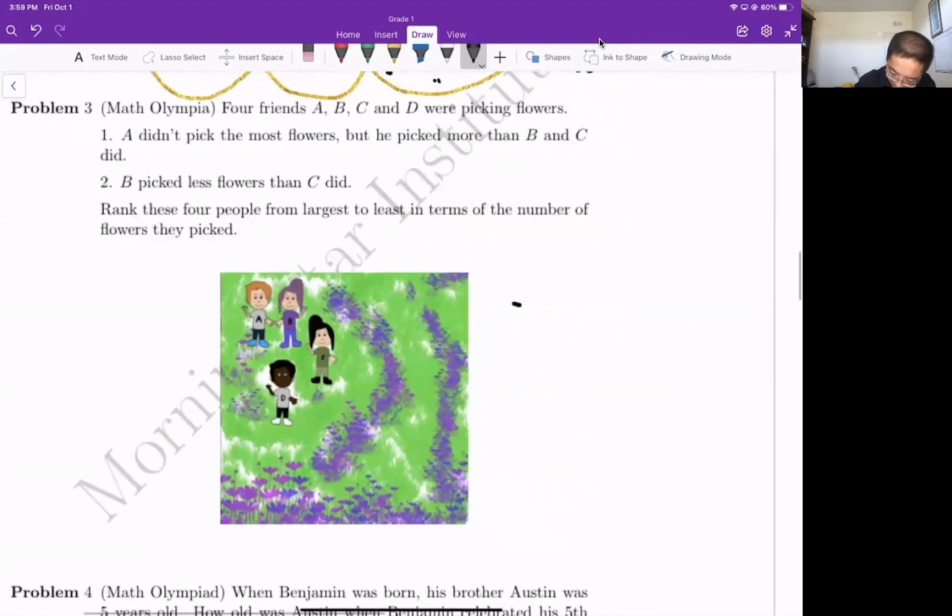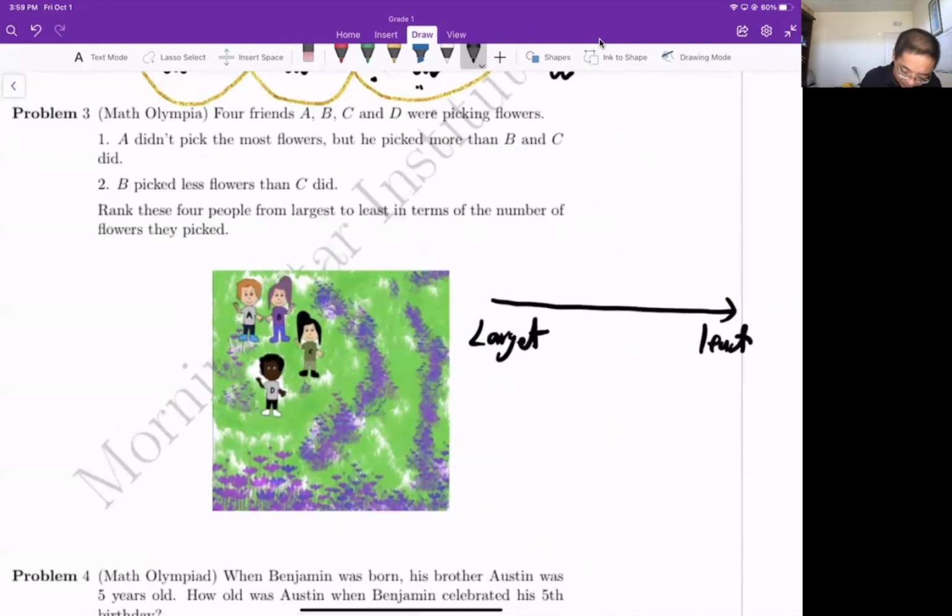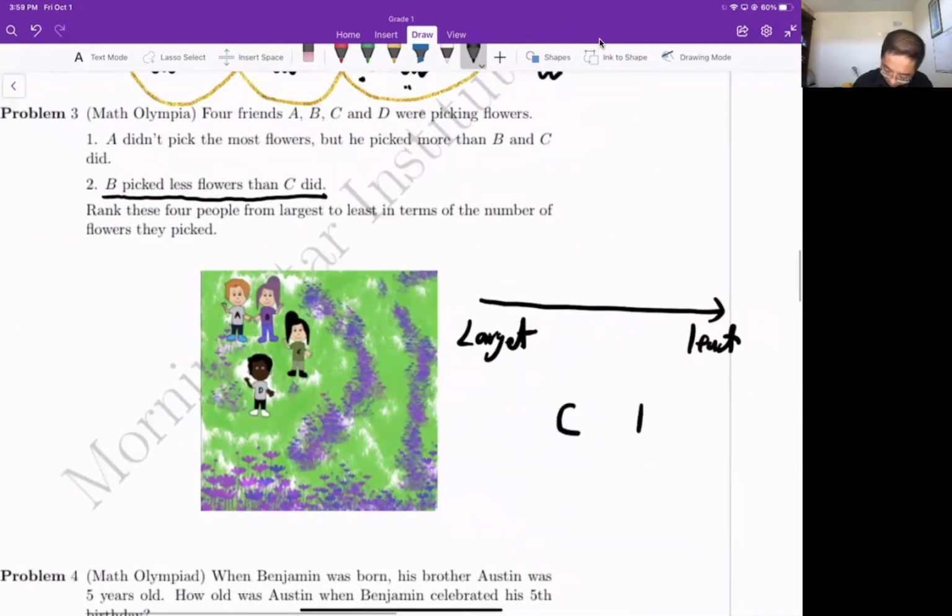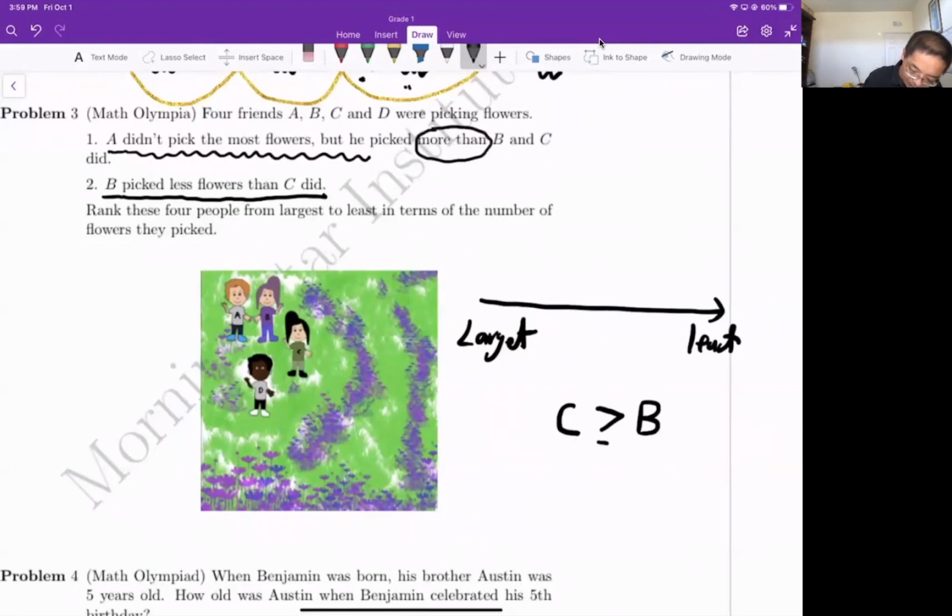Okay, now let's write them out. We start from the largest to the least in terms of number of flowers. We know that B picked fewer flowers than C did, that means C picked more than B. So we put C in front of B. Here I use this notation to mean C is more than B. So this notation means more than. And also we know that A didn't pick the most flowers, but he picked more than B and C. So A shall be in front of C and B.